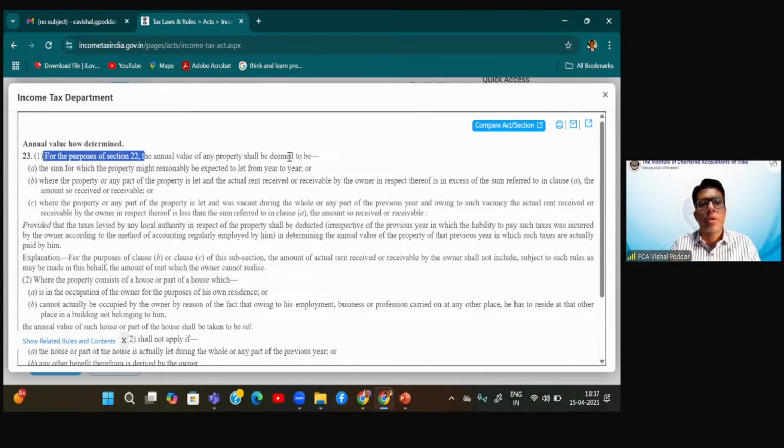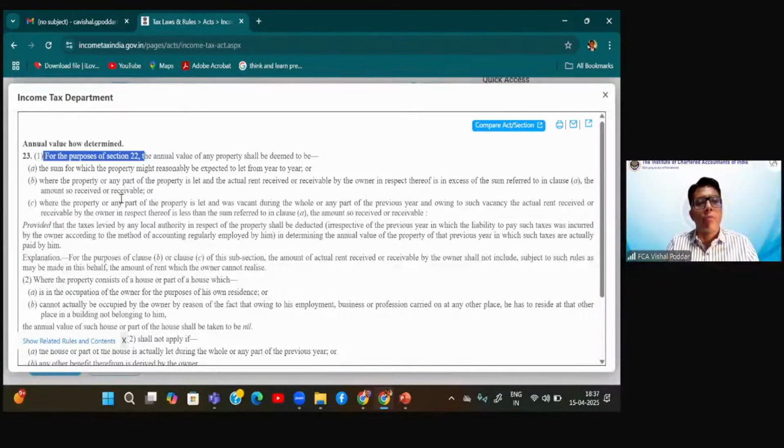The annual value of any property shall be deemed to be first the sum for which the property might reasonably be expected to let from year to year, that is your expected rent, or where the property or any part of the property is let and the actual rent receivable by the owner in respect thereof is in excess of the sum referred to in clause A, the amount so received receivable. So this is our first case scenario where AR is greater than ER. So as per clause B, where AR is greater than ER, your GAV is AR, right?